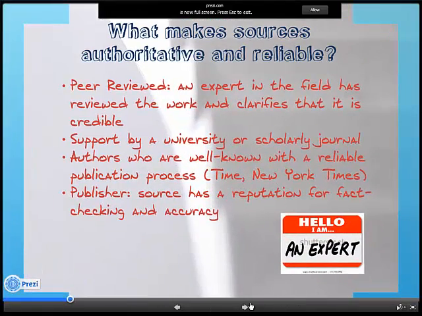So what makes sources authoritative or reliable? If a source is peer-reviewed, it's probably credible, and that means that an expert in the field has reviewed the work and clarifies that it is credible. Also, if your source is supported by a university or scholarly journal, you probably know that it's going to be reliable. Authors who are well known with a reliable publication process and a publisher that has a reputation for fact-checking and accuracy are going to be authoritative sources to use.